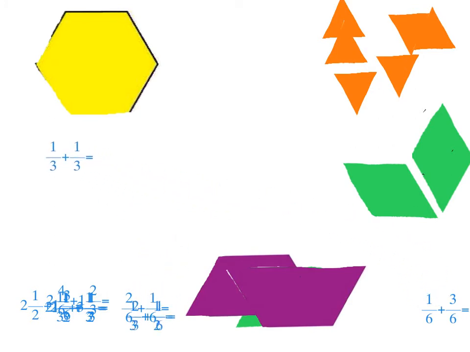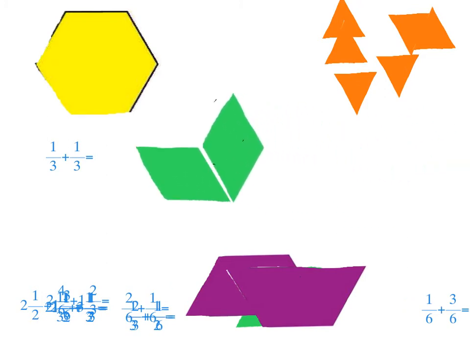Let's take a look at this one. If we have 1/3 plus 1/3, this one's a little bit easier because they're the same color, right? Same color, same shape. So my answer is pretty simple, it would be 2/3.